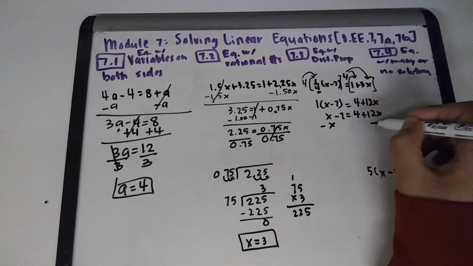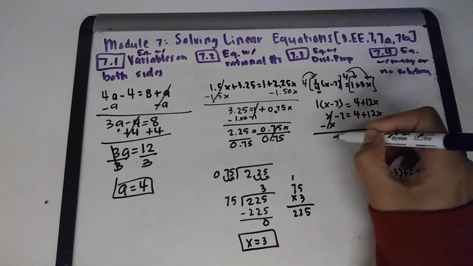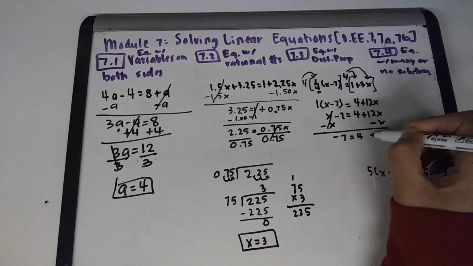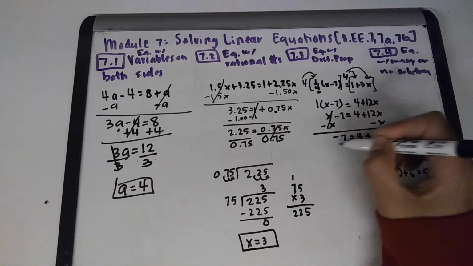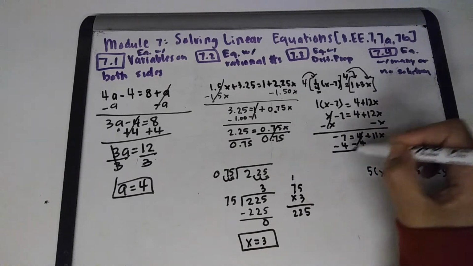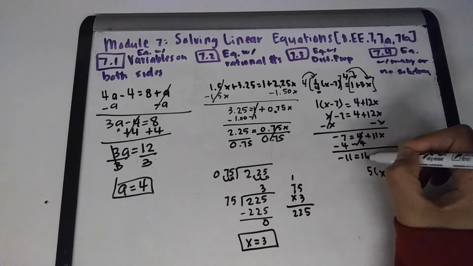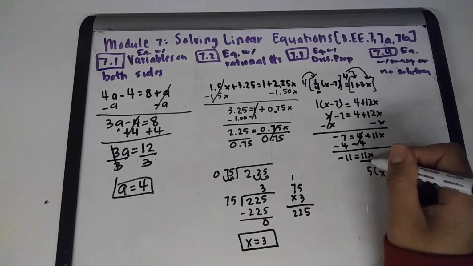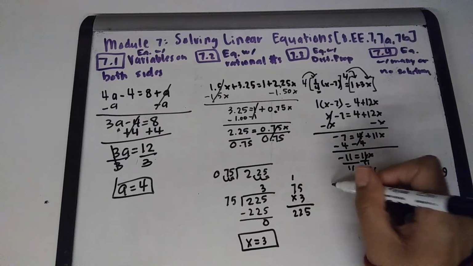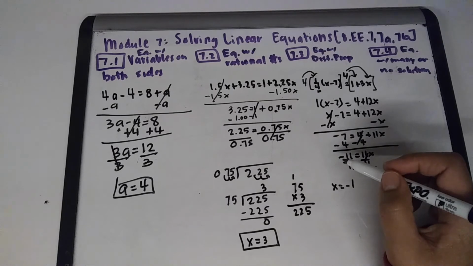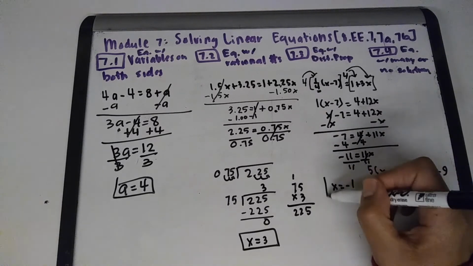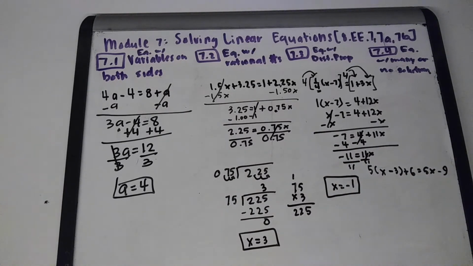Move my x. Negative 7 equals 4 plus 11x, minus 4, minus 4. Negative 11 equals 11x. Divide by 11, divide by 11, x equals negative 1. And I am done.